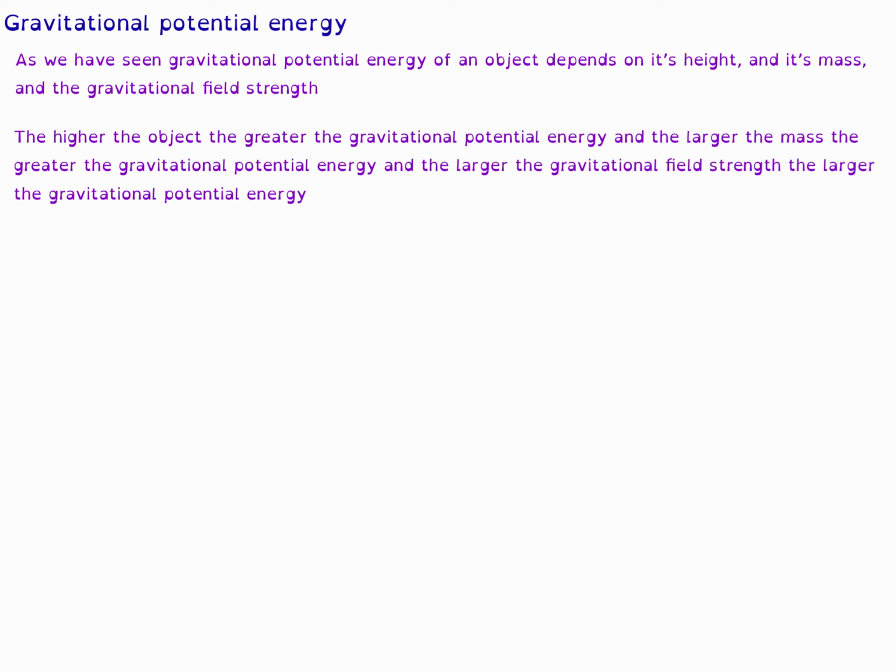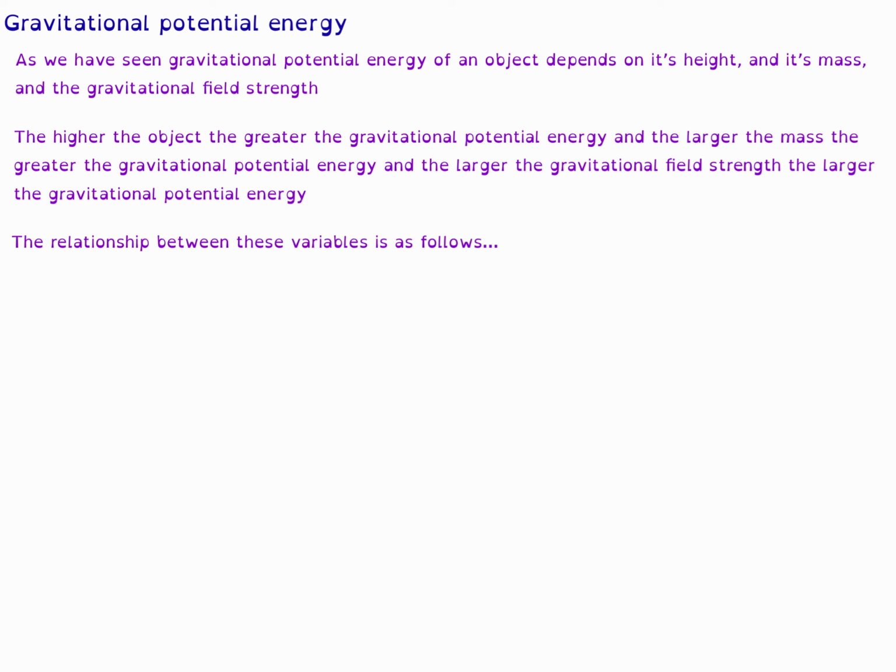As we have seen, gravitational potential energy of an object depends on its height and its mass and the gravitational field strength. The higher the object, the greater the gravitational potential energy, and the larger the mass, the greater the gravitational potential energy, and the larger the gravitational field strength, the larger the gravitational potential energy.